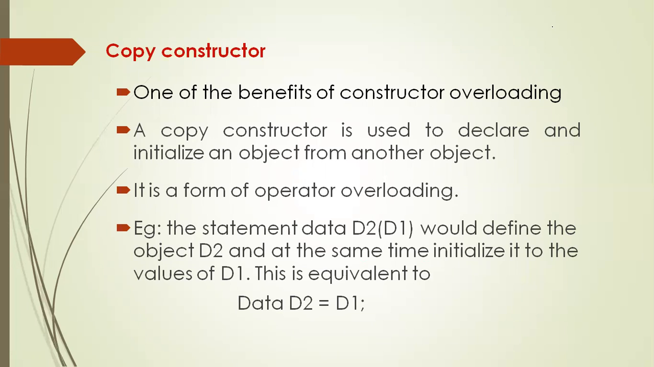Here D1 is also an object of data class. D2 is also another object of data class only. So just like D2 equal to D1, the content of D1 is assigned to D2. So a copy constructor does the same work as that of an assignment operator. When we take up some simple program, we'll be able to understand the concept of copy constructor. The basic function of any copy constructor is to initialize another object through some other object.